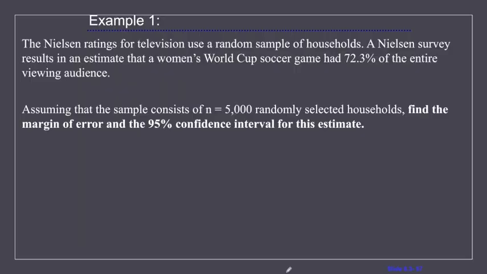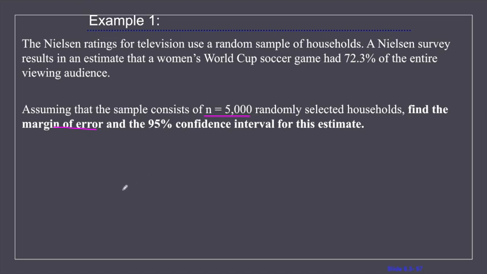So let's take a look at this example. I know I'm working with a population proportion because we have a percentage here. For this problem, the Nielsen ratings for television use a random sample of households. A Nielsen survey results in an estimate that a Women's World Cup soccer game had 72.3% of the entire viewing audience. So let's assume that this sample consists of 5,000 randomly selected households. I want to find the margin of error and the 95% confidence interval for this estimate.